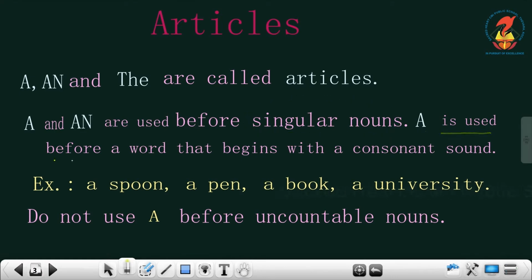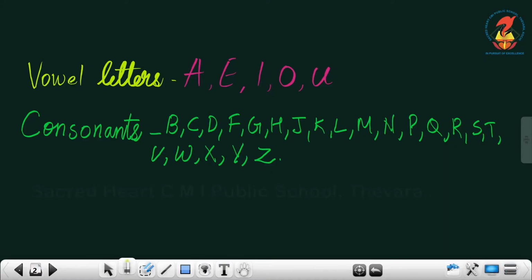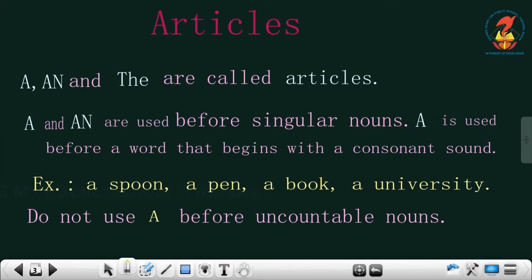A is used before a word that begins with a consonant sound. What did we learn before? We learned that A, E, I, O, U are vowel letters. The rest are the consonant letters. So, it is said that a and an are used before singular nouns. A is used before a word that begins with a consonant sound. Understood? For example, a spoon, a pen, a book, a university. So, always remember, a is used before a consonant sound.